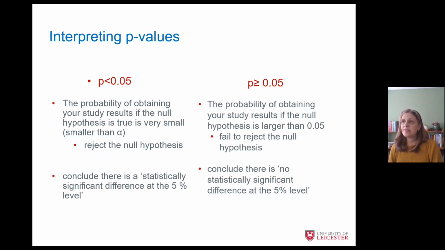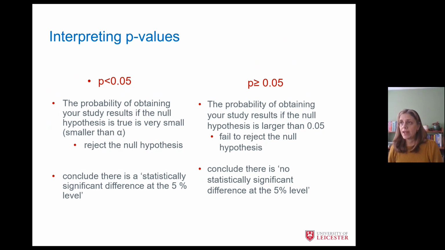So with the p-values, if you set the p-value as 0.05, a p-value less than 0.05 from your test is telling you that the probability of obtaining your study results or something more extreme, if the null hypothesis is true, is very small. So the probability of seeing the results you have in your sample, if the null hypothesis is true, is really small, and therefore you think, oh, it's so unlikely that I would have seen these results if the null hypothesis is true. I'm going to reject the null hypothesis.